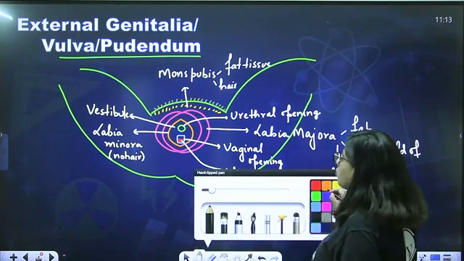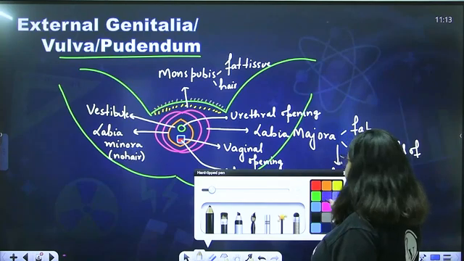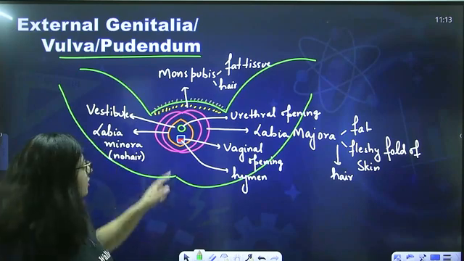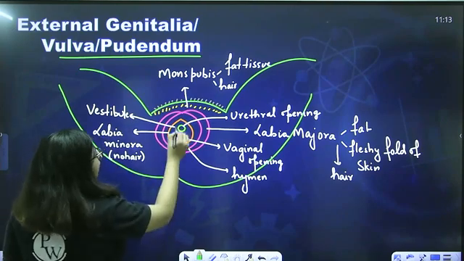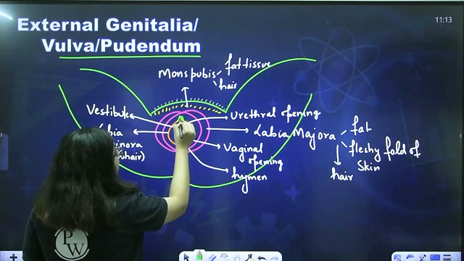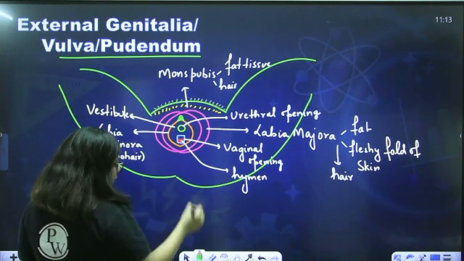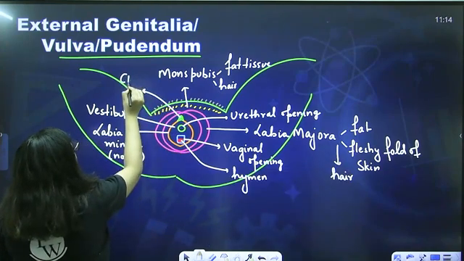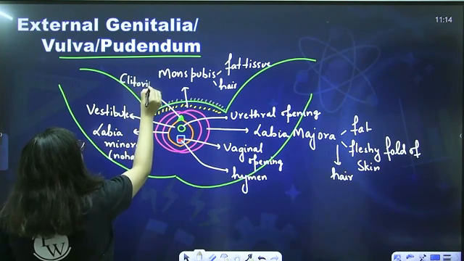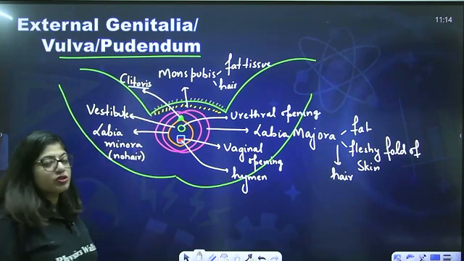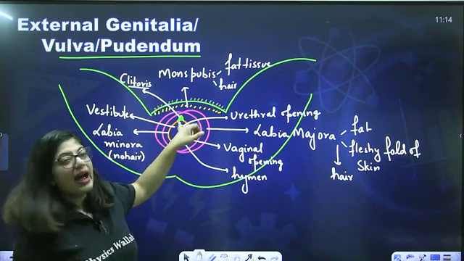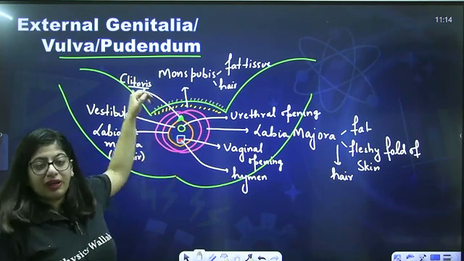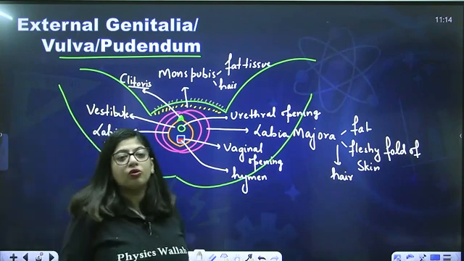Another thing to note here is that at the upper junction of labia minora, a small, tiny, finger-like structure is present, known as clitoris. What is it? Clitoris. It is supposed to be homologous to the male penis. Where is it present? At the upper junction of labia minora.